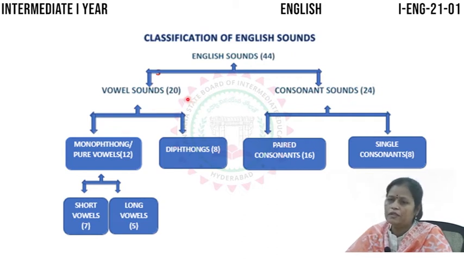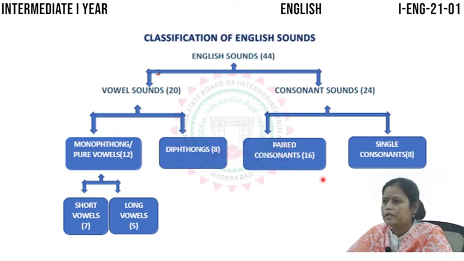And these vowel sounds are again divided into 2 types. One is monophthongs and the second one is diphthongs. Monophthongs are also called pure vowels. They are 12 in number, whereas diphthongs are 8. And these monophthongs are again divided into short vowels, 7, and long vowels, 5. So this whole vowel system: vowel sounds are 20, which are divided into monophthongs or pure vowels, which are 12 in number, and diphthongs, which are 8. And monophthongs are again divided into short vowels, which are 7, and long vowels, which are 5.